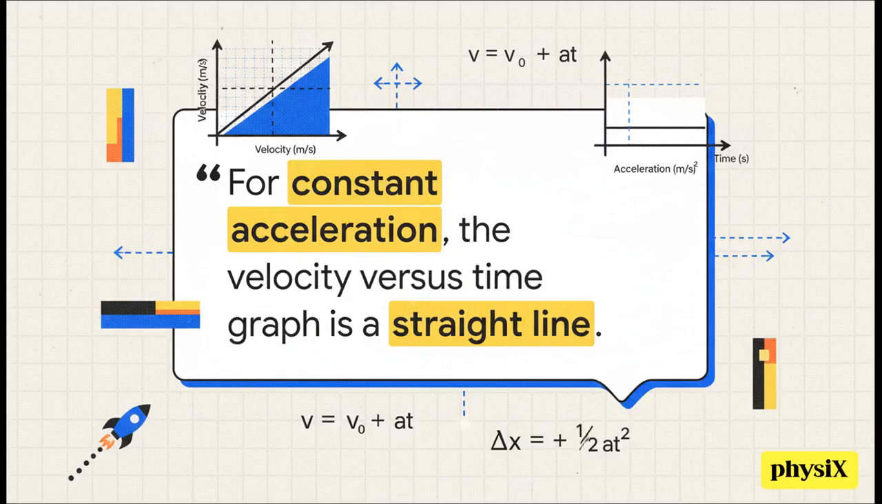So what do you think happens when we plot that data on a graph? We get a perfect, straight, sloped line. This is a golden rule. If the acceleration is constant, the graph of velocity versus time is always a straight line.